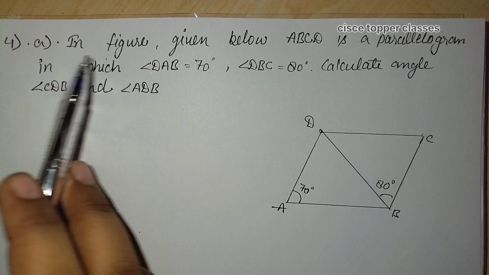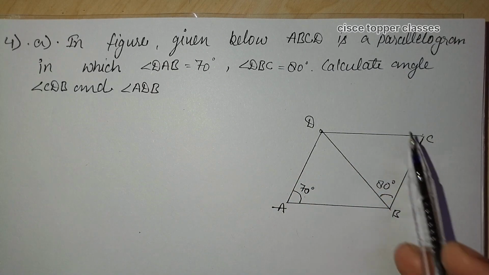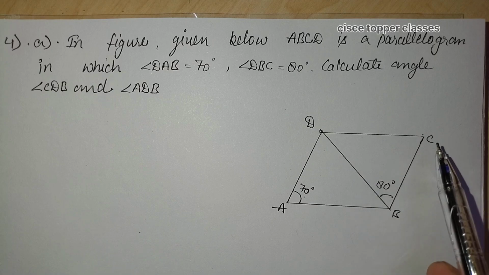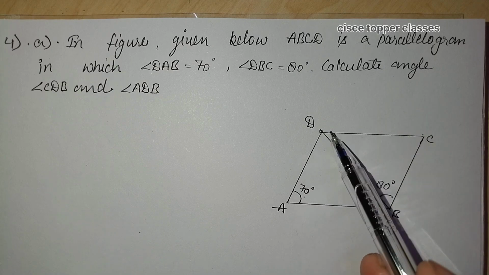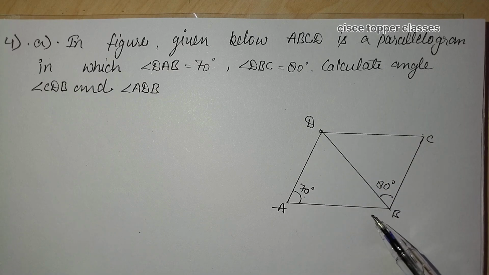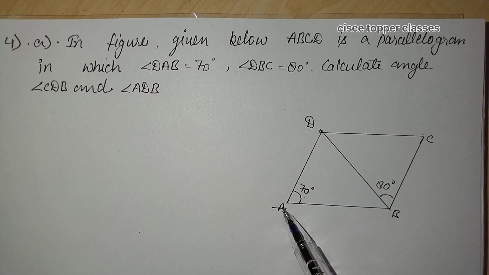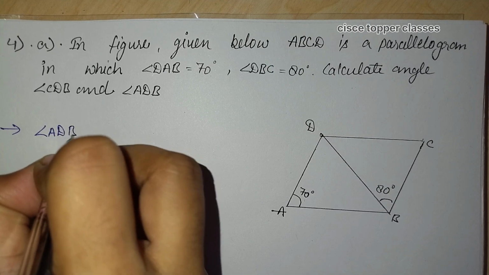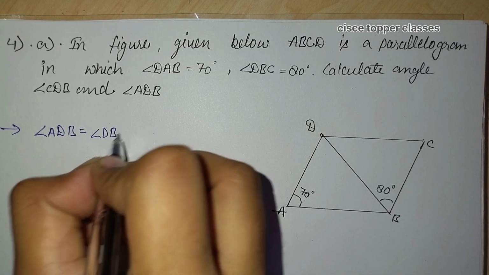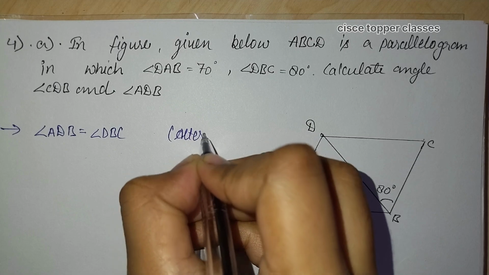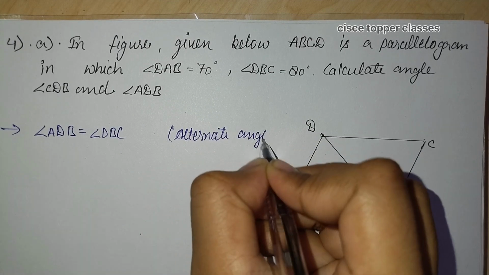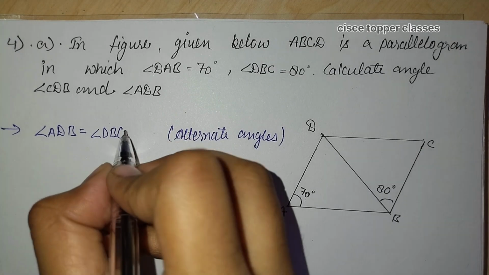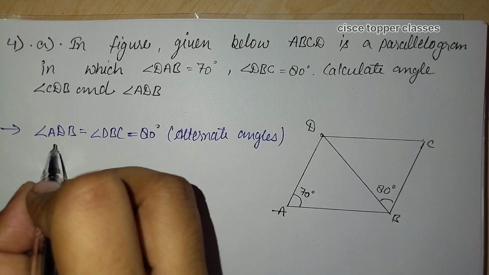Solve question number 4, first part. In the figure given below, ABCD is a parallelogram in which angle DAB is given to us, angle DBC is also given to us. Calculate angle CDB and ADB. So as we have to find angle ADB, we can find it because angle ADB is equal to angle DBC, because they are alternate angles, because DC is parallel to AB here. So simply we can write as DBC is equal to 80 degree, so this will be 80 degree ADB.